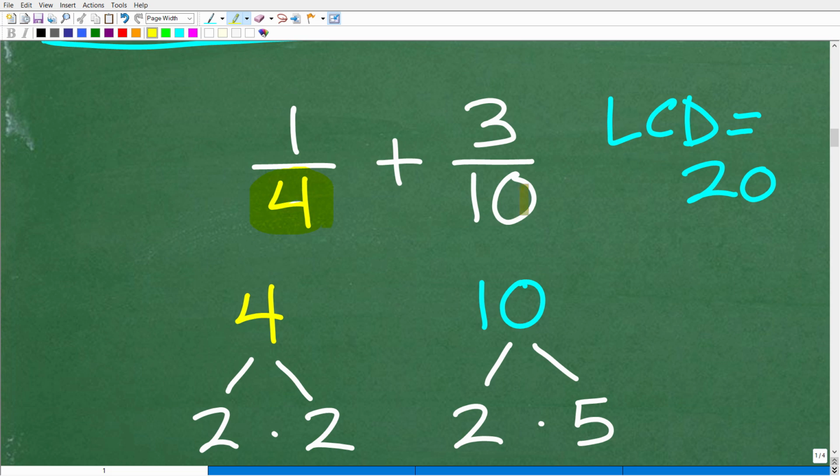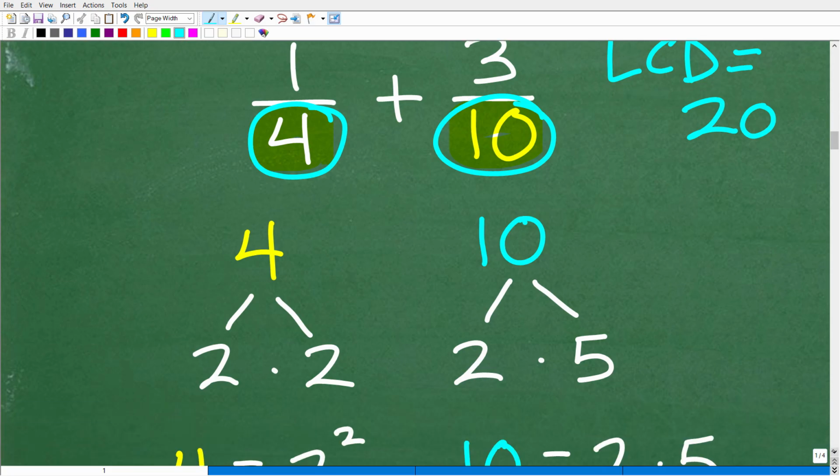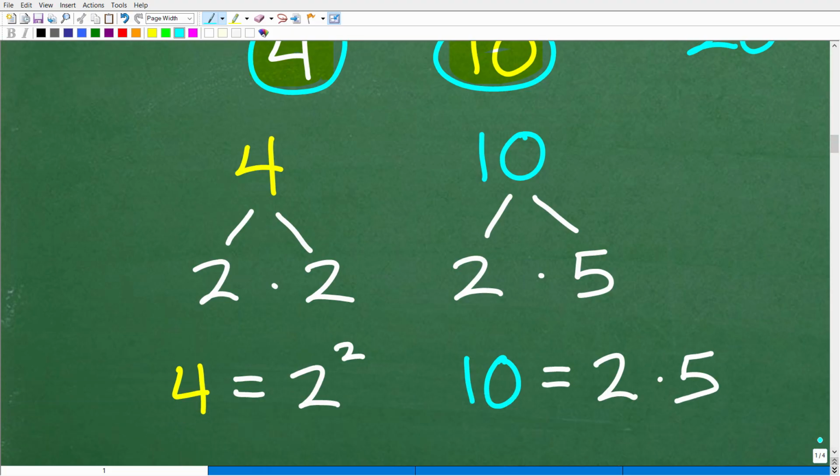Well, we have to look at the respective denominators. In this case, we have 4 and 10, and what we want to do is prime factor each of these denominators. Of course, I can have more than 2 denominators, like in our problem, where I have a lot of different fractions, but let's just focus on these 2 simple numbers and take a look at the prime factors for each of these. Okay, so 4 and 10.